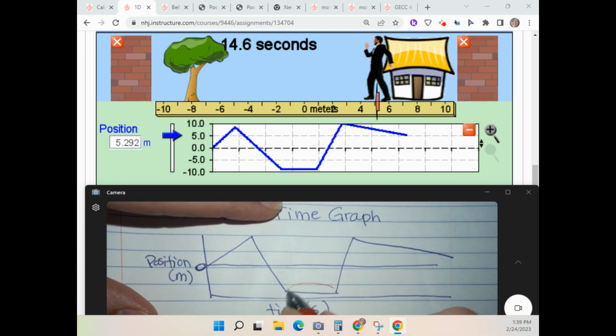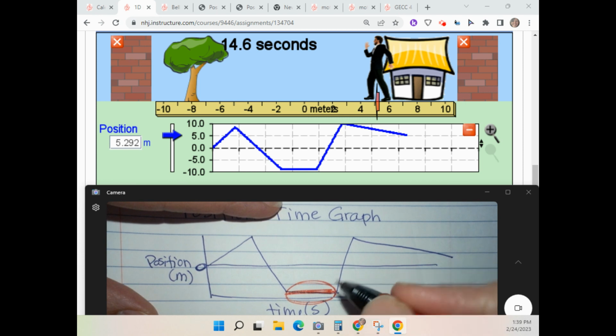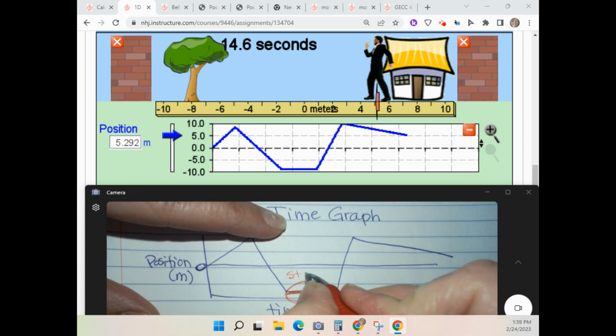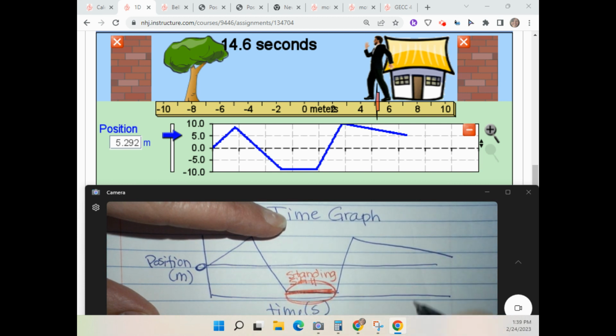The first thing is whenever we have a horizontal line, we're going to assume this is actually completely flat. Whenever we have a horizontal line, what was happening? What was the man doing? He was standing still, or we could say at rest. So anytime we get a flat horizontal line, this is going to be at rest.